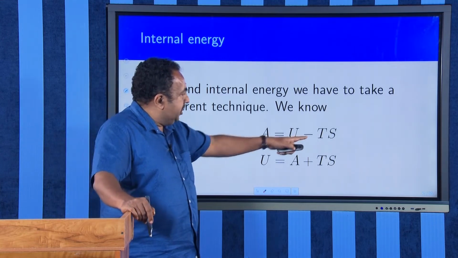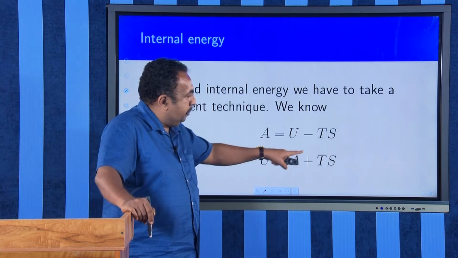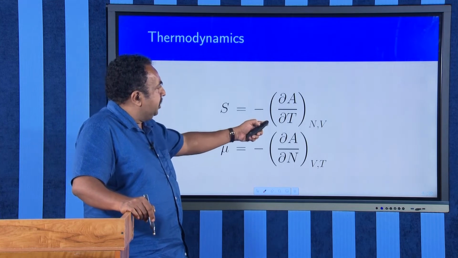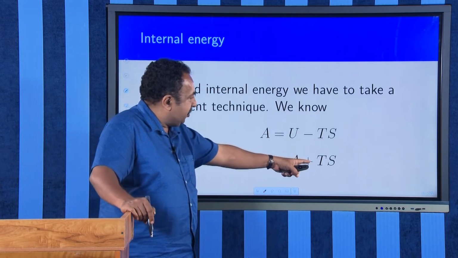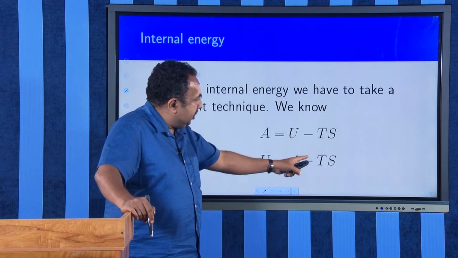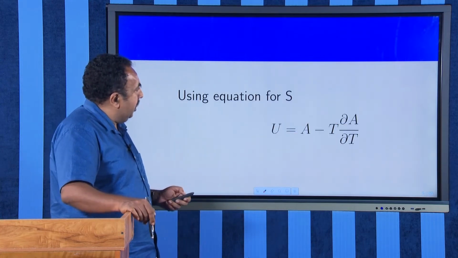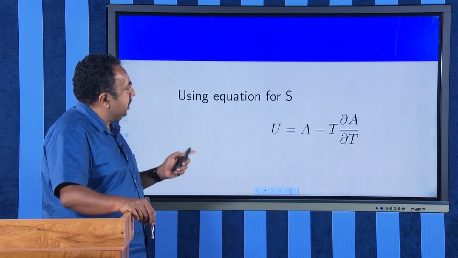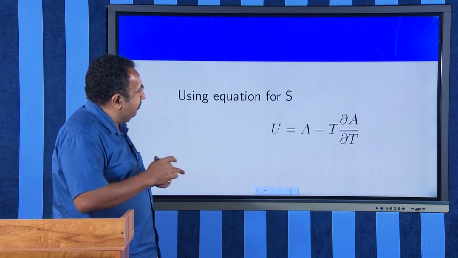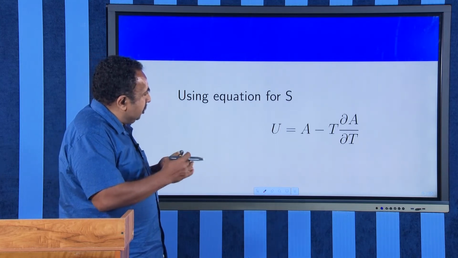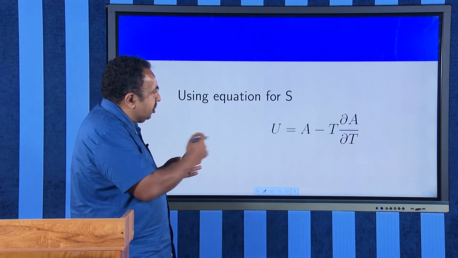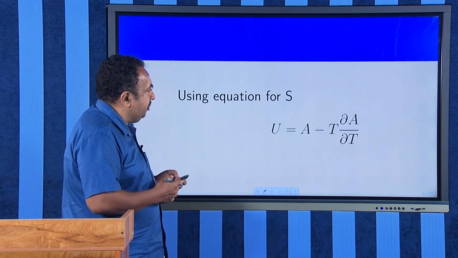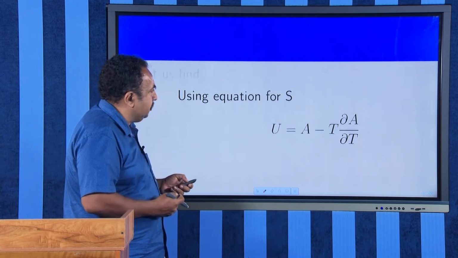A is equal to U minus TS, rearranging, U is equal to A plus TS. But earlier I had shown you that S is equal to minus dou A by dou T. Therefore, I can substitute that S there. Therefore, U becomes A minus T dou A by dou T. U is equal to A minus T dou A by dou T. Now, we have to find an expression, starting from A, for U that matches with this expression.